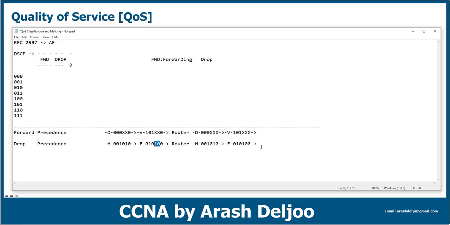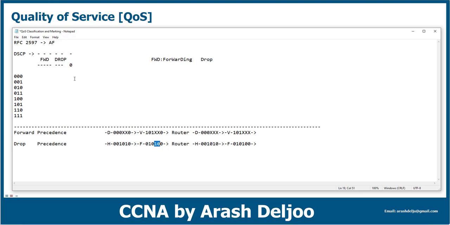We have two types of precedence. The first is the good precedence, the forward precedence. The second is the bad precedence, meaning the drop precedence. In forward precedence, higher value is better, the bigger is better logic is available, and in drop precedence, bigger is better is not available. The bigger is worse. It's important.